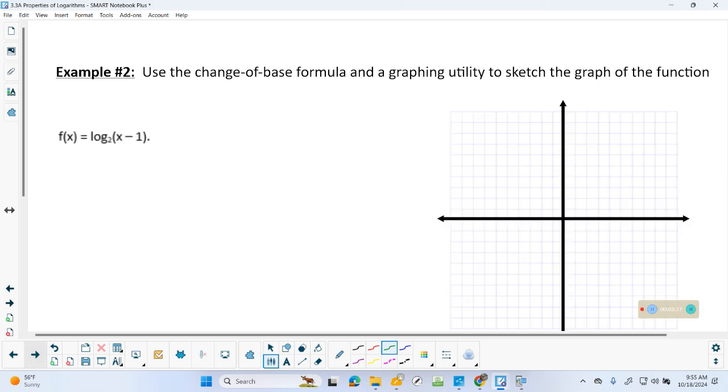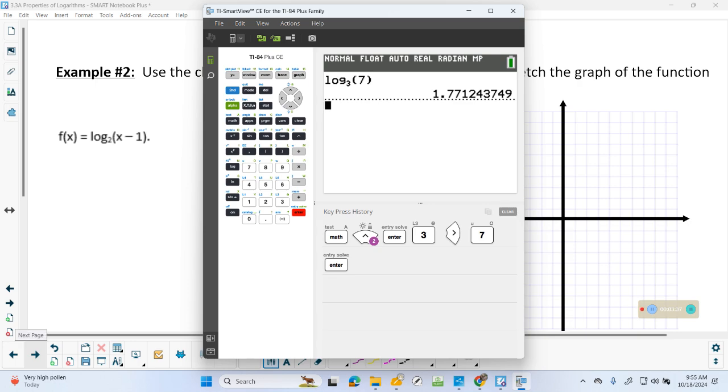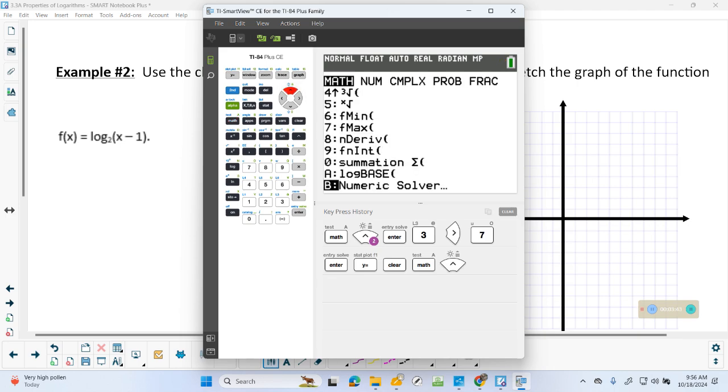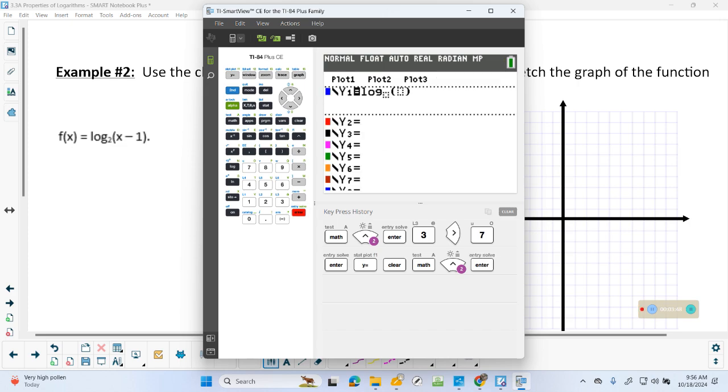Now, the graph. This one, of course, says you can use your calculator. Okay, so let's type it in. I'm going to go into my y equals menu. Who knows what's in there? Let's clear that out. All right, and I'm going to go back into my math menu. I like to up arrow just because it's a little less keystrokes to press on this thing and get to my log base function, and I'm going to type this in. And of course, x minus 1. And let's hit graph.